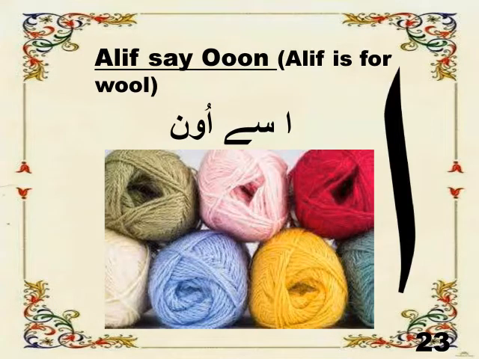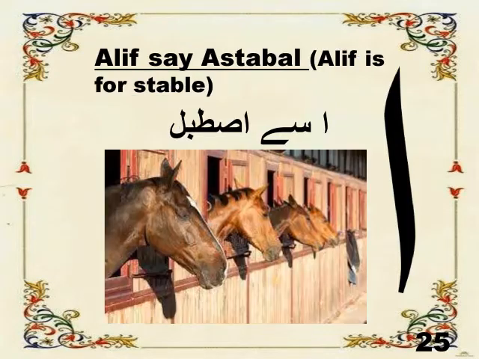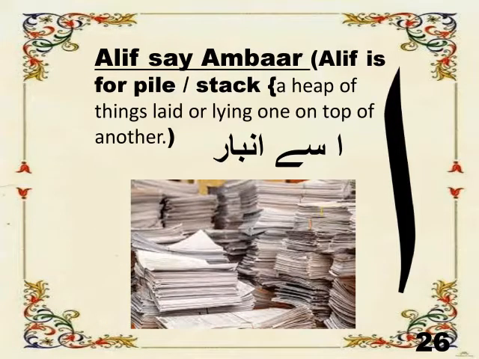Alif se oon. Alif is for wool. Alif se istri. Alif is for iron. Alif se astabal. Alif is for stable. Alif se ambar. Alif is for pile or a stack. A heap of things laid or lying one on the top of another is called ambar in Urdu.